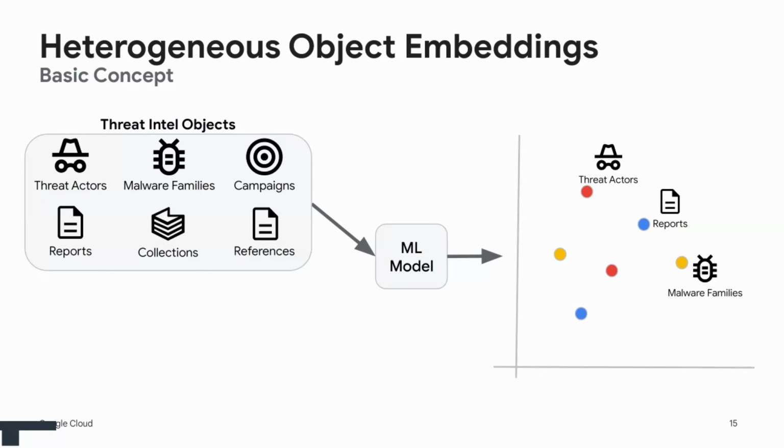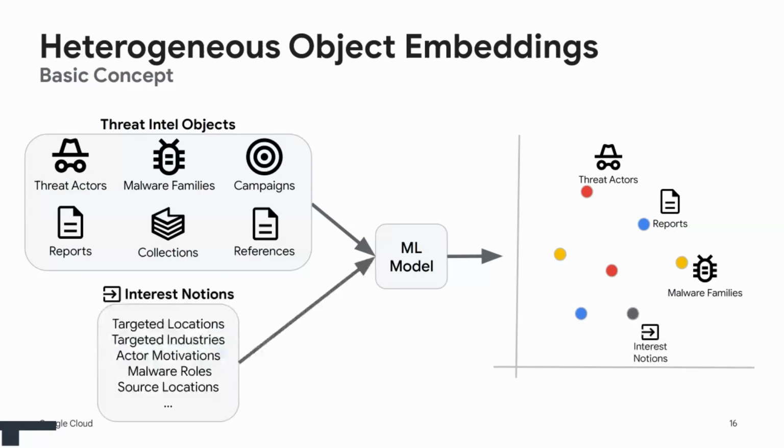And then at inference time, when our analyst comes and says, hey, what matters most to me? We're going to take that analyst's interest notions, right? So things like, what industries and locations do these threats target? Do I worry about ransomware or threats from Iran or Russia? We'll pipe those through the same ML model and embed them in this same embedding space, right? So at the end of the day, we'll have interest notions embedded alongside our threat intel entities.